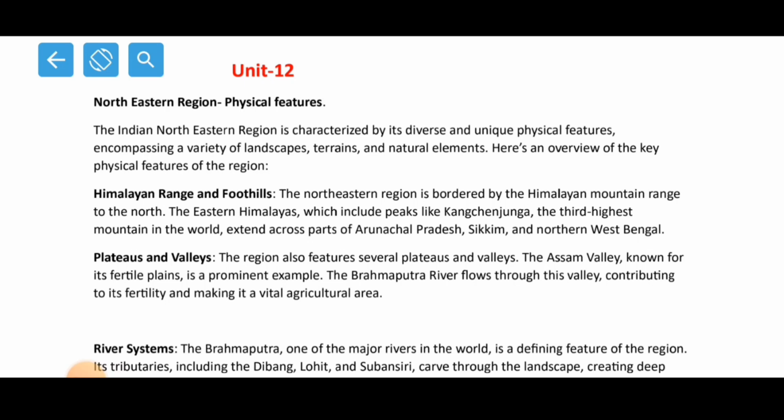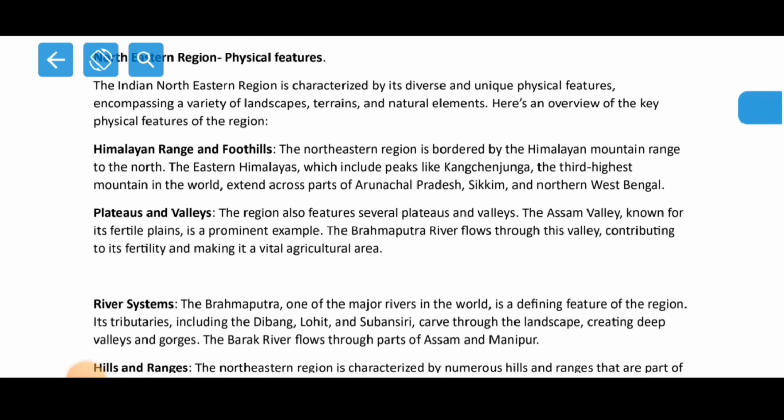Especially our state Meghalaya is directly connected with nature. So we see all forms of natural things in our state, right? Let us see them one by one. First of all, we have the Himalayan Range and foothills. The northeastern region is bordered by the Himalayan mountain range to the north.